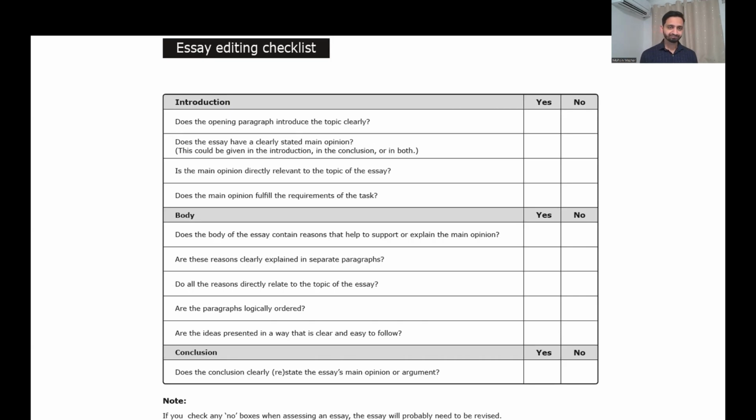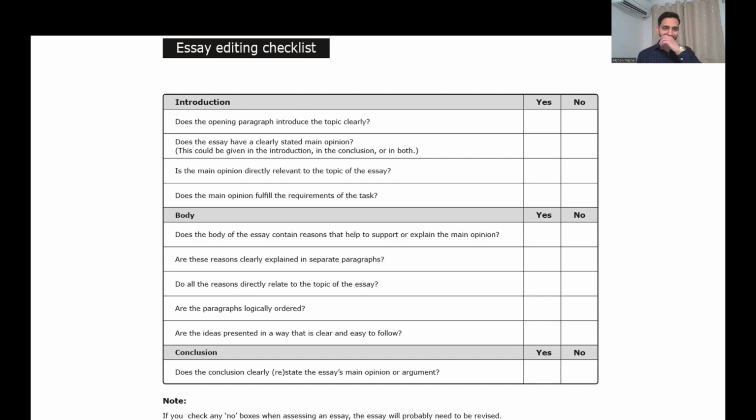Number three, is the opinion directly relevant to the topic of the essay? Your opinion should be directly related to what? To the topic, not something else. Because if you're writing irrelevant information, we already know this, that you're going to lose marks or maybe even score 0 if you're not giving the right opinion, if you're not writing about something that's the topic, okay?